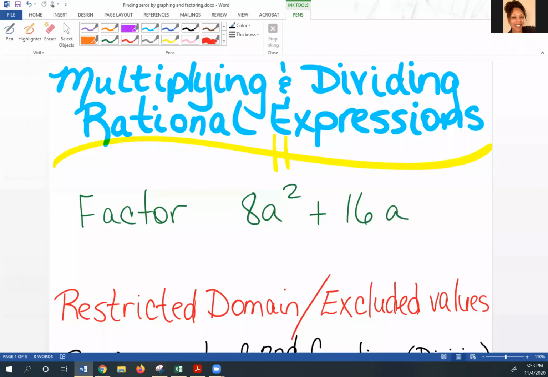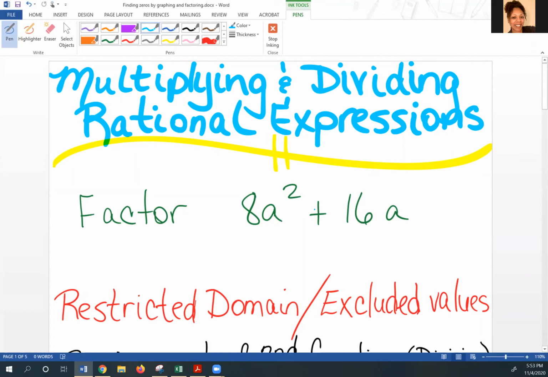We're going to talk about multiplying and dividing rational expressions. But before we start, let's go ahead and do a quick review on factoring. So when I'm looking at factoring, what I want to do, if possible, is factor out the GCF, which is your greatest common factor that I can divide both terms by.